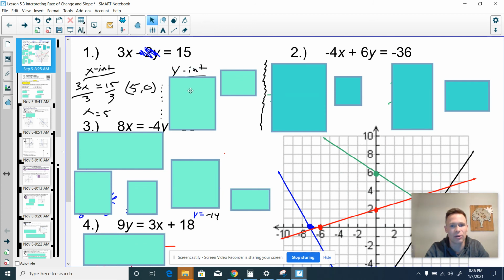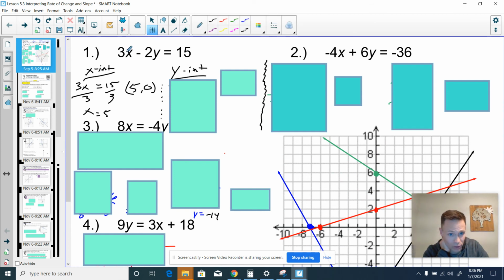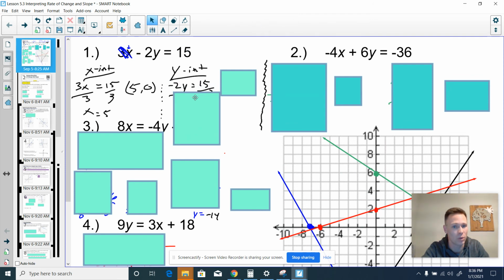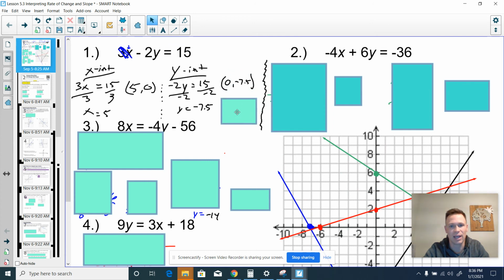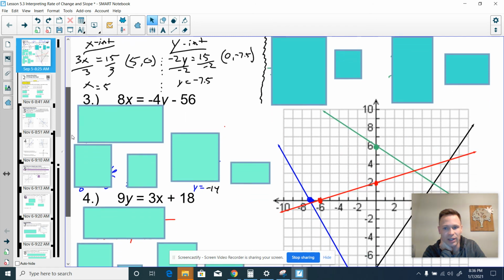All right, finding a y-intercept. So kind of the opposite of what I was just saying. If I'm finding a y-intercept, that means 0 goes in for x. Well, 3 times 0 is just 0. So I'm left with the small equation, negative 2y equals 15. I divide both sides by negative 2, and I get y equals negative 7.5. So if I substitute in 0 for x, then I got negative 7.5 for y. That is my y-intercept. I have graphed that here in black.